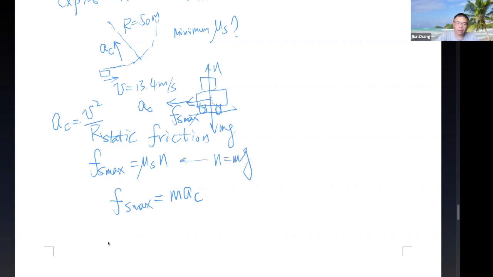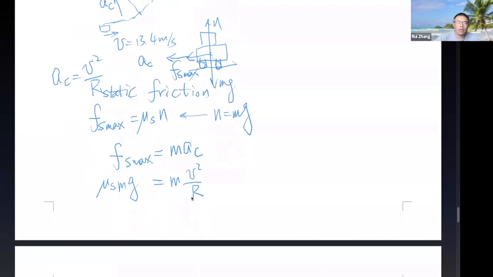So you can plug in here. So you have mu s times mg for the maximum static friction, okay? That equals mass times v squared over r, where this is your formula for centripetal acceleration, okay? Now, as you see here, mass cancels out. So mass doesn't matter. It doesn't matter how heavy the car is. It's the same behavior. So from there, you can solve for mu s, okay? So mu s equals v squared over g r.